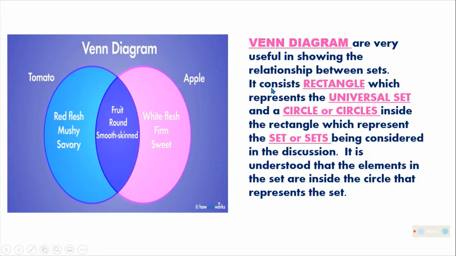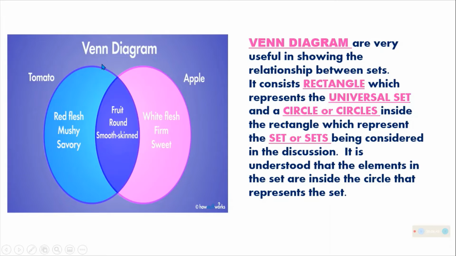So, it consists rectangle. So, yung rectangle, nagre-represent siya as universal set. So, lahat ng nasa laman ng rectangle na to, yan yung laman ng elements ng universal set. Then, yung mga circle, yan naman yung nagre-represent sa set. So, yung mga nakikita na yung mga nakasulat na yan yung mga elements ng isang set. So, it is understood that the elements in the sets are inside the circle that represent the set.